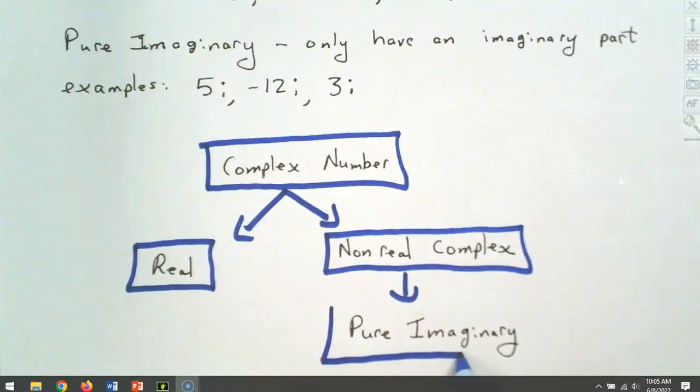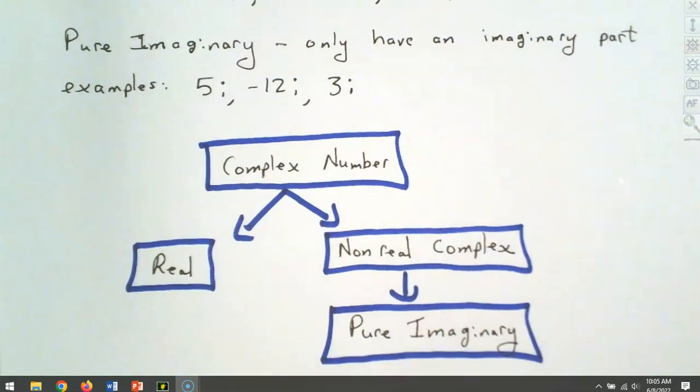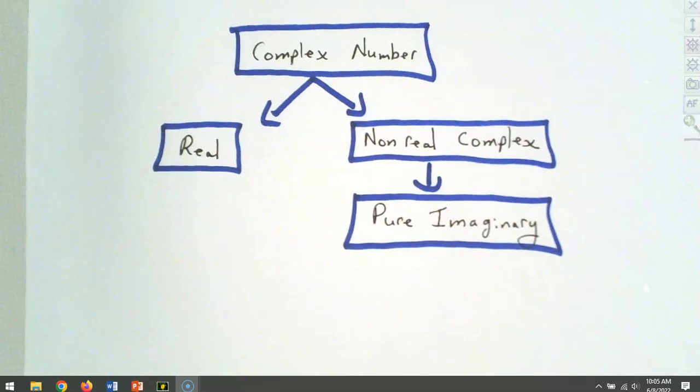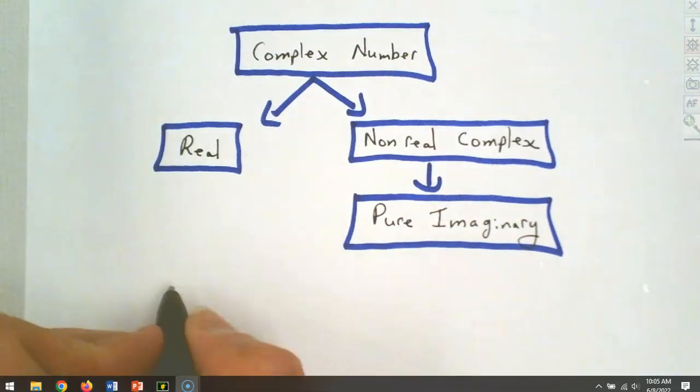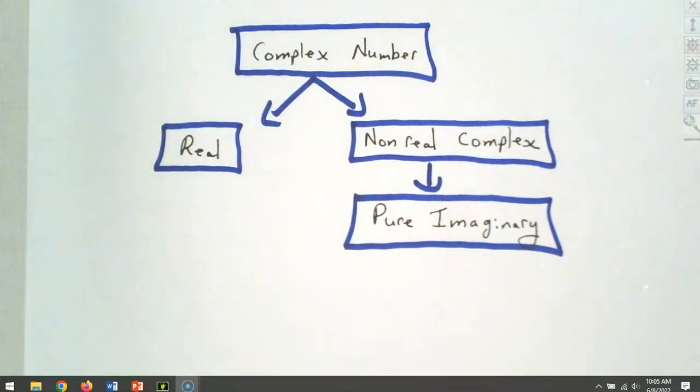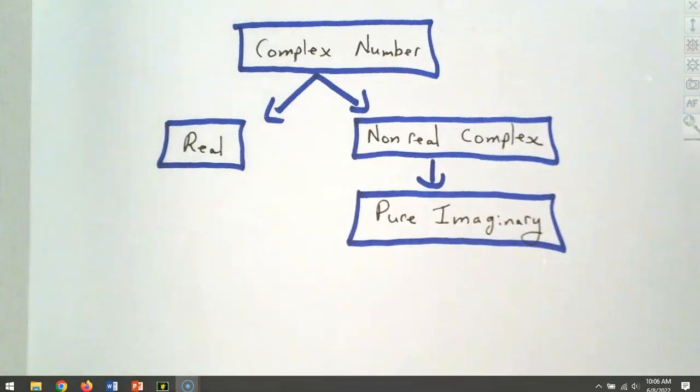So now we're going to classify some numbers here. And they're going to be more than one type. When we classify numbers, they're always going to be at least two types. They might be three, but at least two types. So we're going to try to classify, or identify, the following.